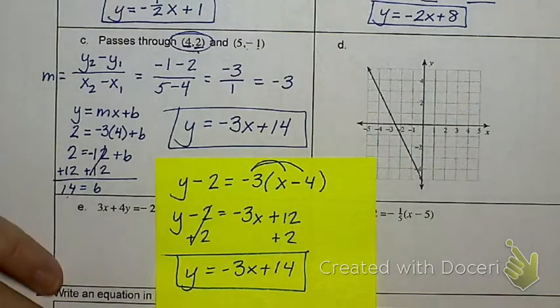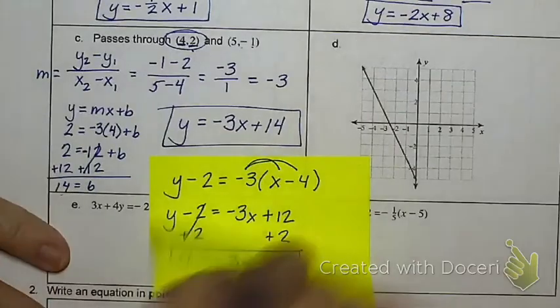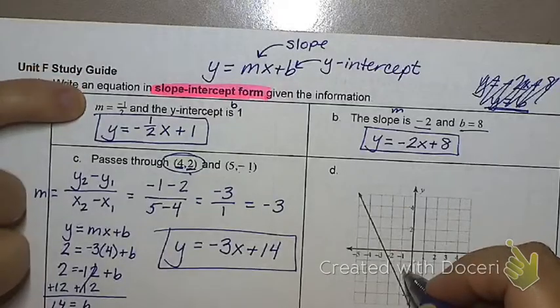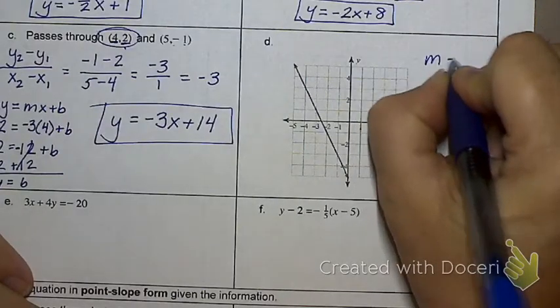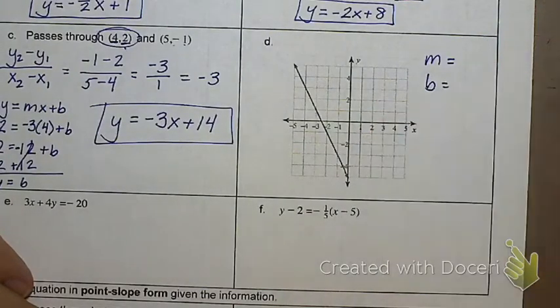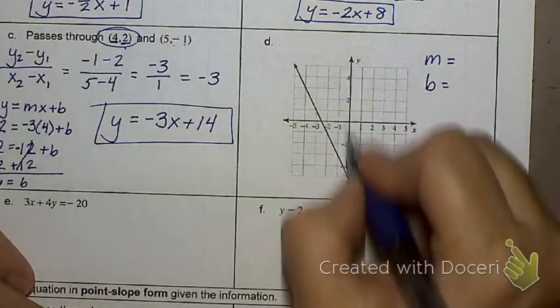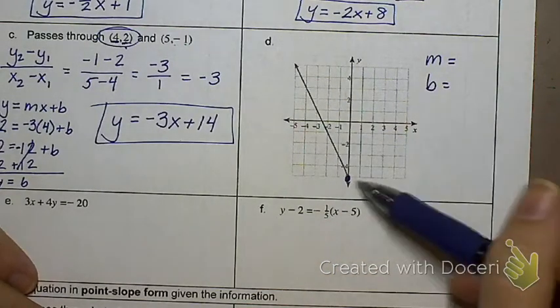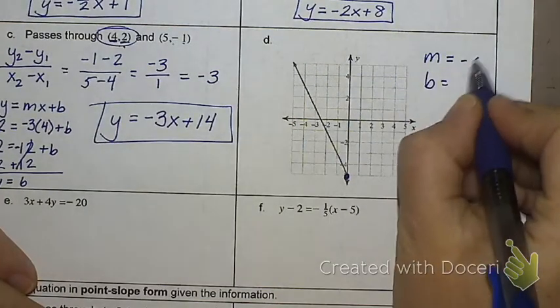Okay. All right, here is a line, and I need to write the equation in slope-intercept form. So I need to know the slope, and I need to know the y-intercept. Well, the y-intercept should be the easier thing to find, and it looks like it's crossing the y-axis where? At negative 5.